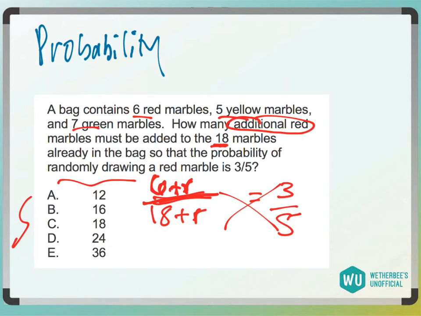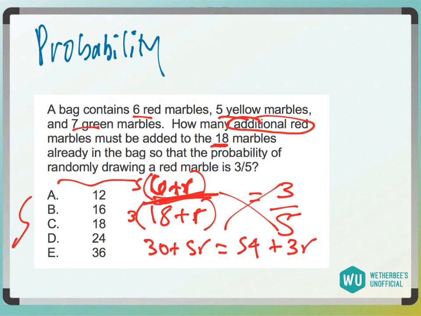just to solve the actual equation with algebra. So 5 times 6 plus R, which is 30 plus 5R, right? So it would be like 5 times this whole thing, and then 3 times this whole thing, right? When we cross multiply, it's just a way of bringing up our denominators and making a linear equation. So 3 times 18 is 54. Okay. 3 times 18 is 54.